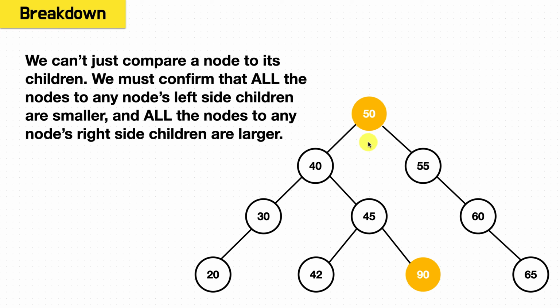All the items in the left subtree must be smaller, and all the nodes in the right must be larger. So it satisfies part of the constraints. It's larger than 40 and 45, which is what we want. This means it's valid going to the right. However, it's also larger than 50, and this is what makes it invalid. Because this node is to the left of 50, it must be smaller than that value.